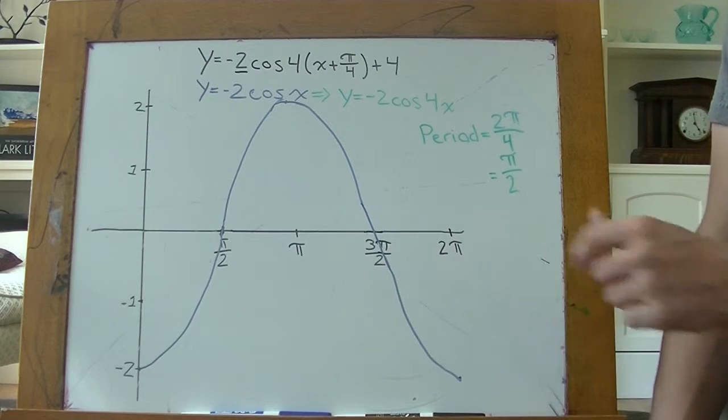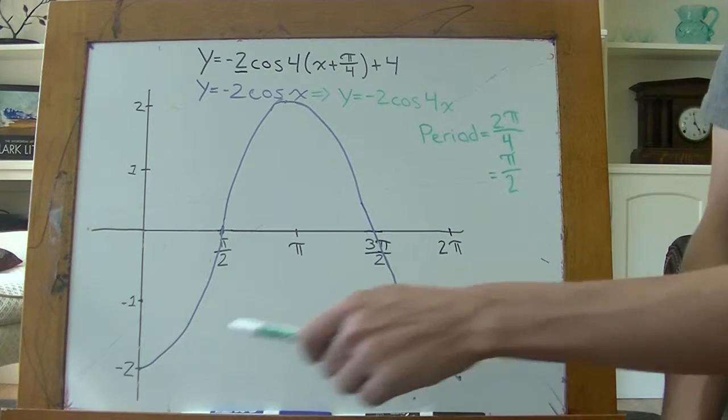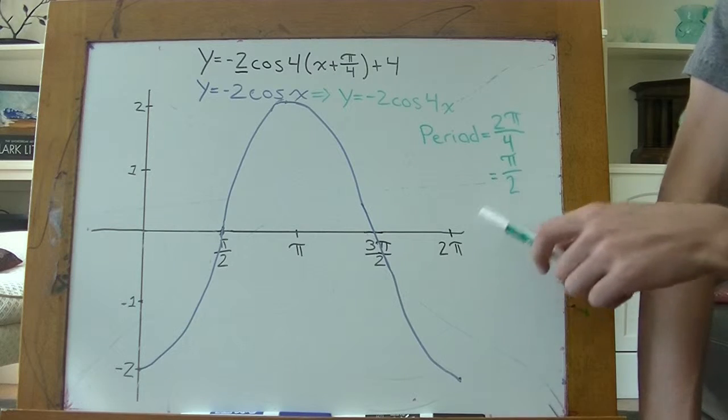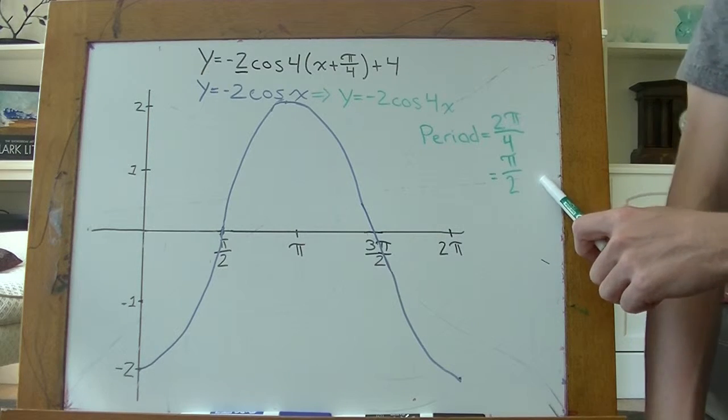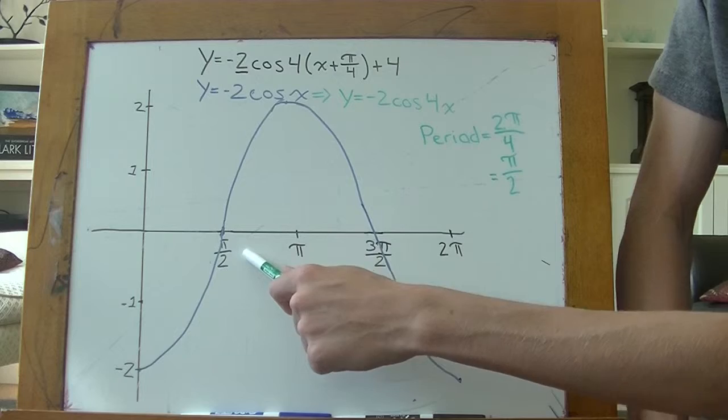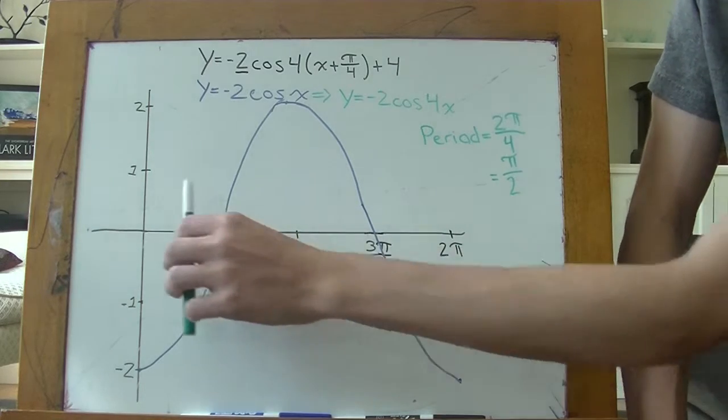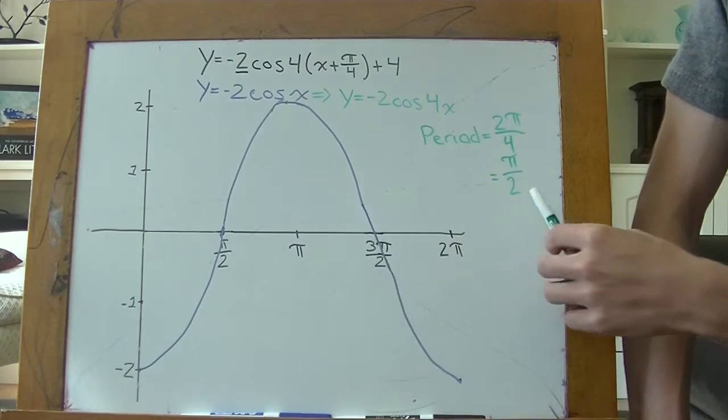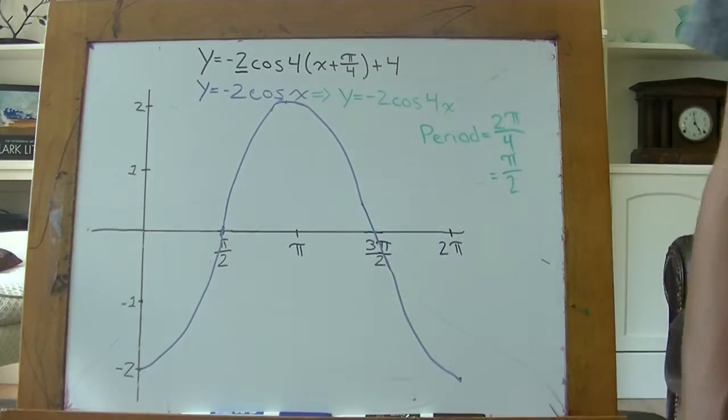So this graph, which currently has a period of 2 pi, where one cycle happens in 2 pi, will be compressed so that one cycle will happen in pi over 2. So we'll add a couple more ticks on the graph and draw in our new graph with a period of pi over 2.